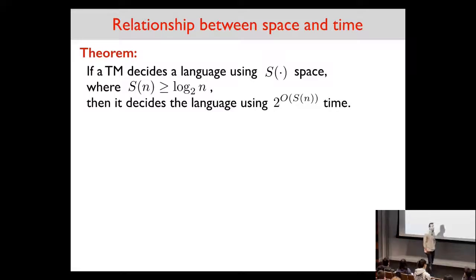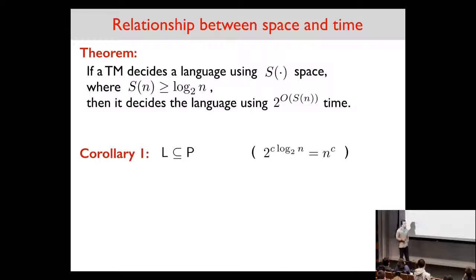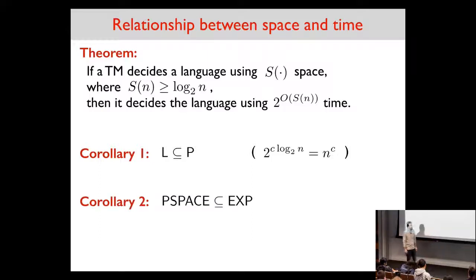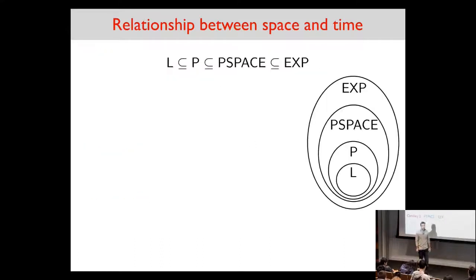Okay, so this is basically what we showed, to the big O of S of n. As a corollary, as I mentioned, this shows that L, the complexity class log space, is contained in the complexity class P. Because if you have an order log n space machine, let's say it uses C times log n space, then 2 to the C times log n is just n to the c time. And similarly, we can say that PSPACE, polynomial space, is contained in exponential time.